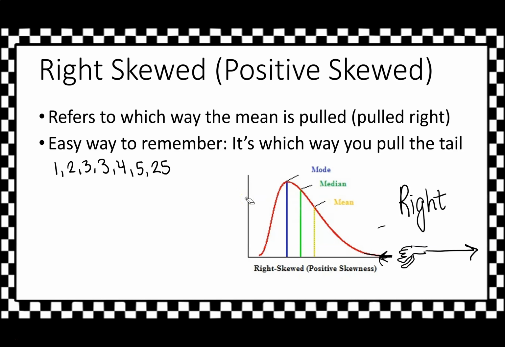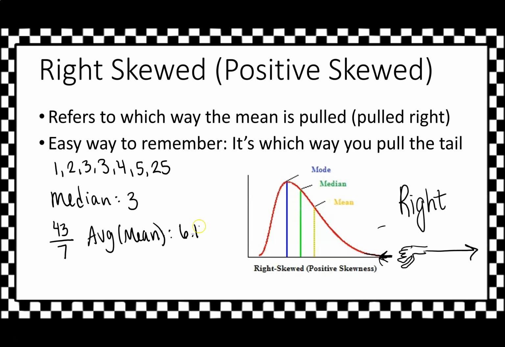All right, so let me find the median. Median is going to be this middle value of 3. And I'm just going to quickly add these all up. That gives me 43. I've got 7 terms, meaning that my average or my mean is actually 6.14. Well, what happens here? It looks like my median is 3, but my mean is pulled way to the right because of this outlier right here. So this is a 6.14.